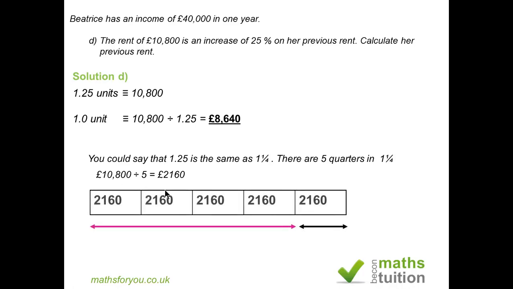Okay? Right. So for 1 whole unit, we multiply 2,160 by 4. And that will give us the value of 1 unit. That will tell us how much she paid in rent in the previous period. So in this case, 2,160 times 4 will give us £8,640. And that's the answer.